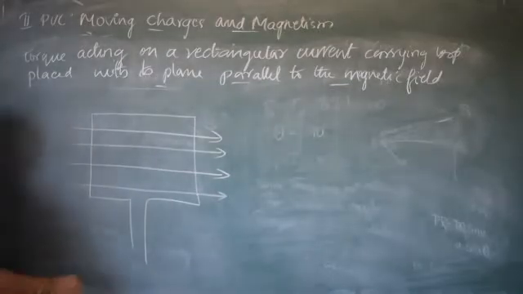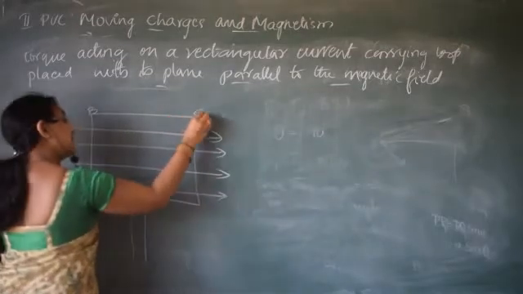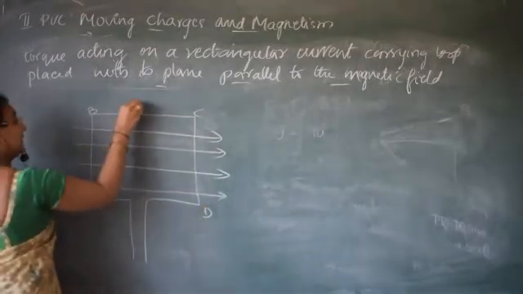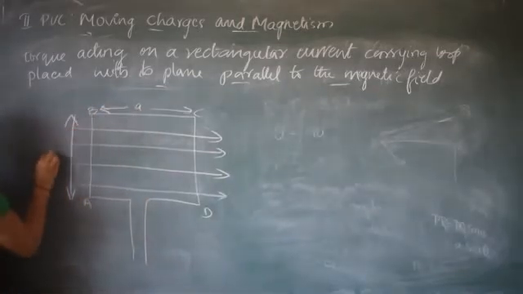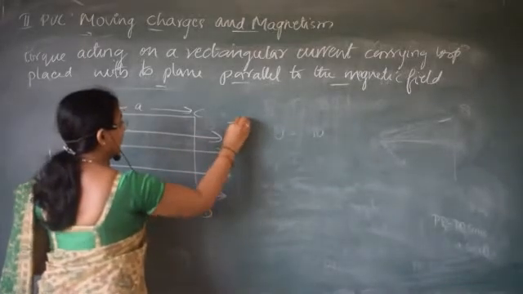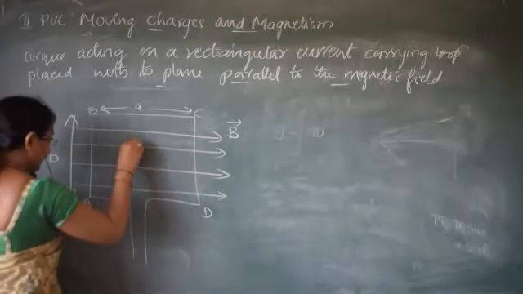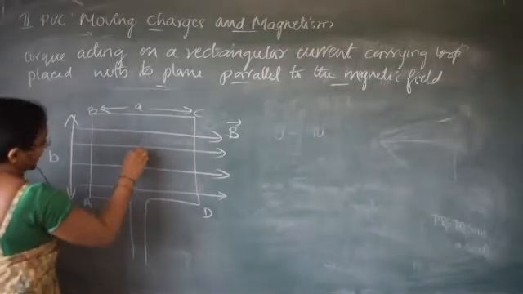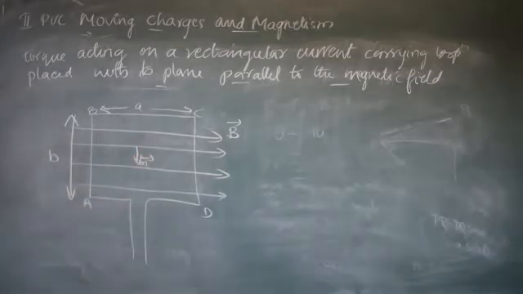Let us consider a rectangular coil ABCD with length a and breadth b. Let B be the magnetic field acting parallel to the plane. Let M be the normal drawn to the surface. Correct? M be the normal drawn to the surface.